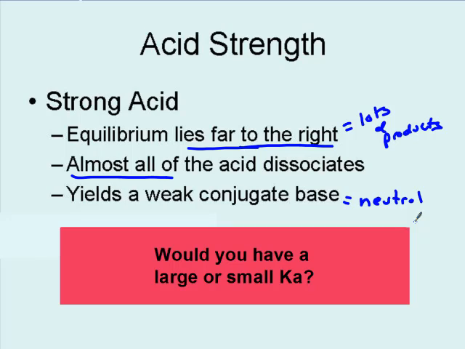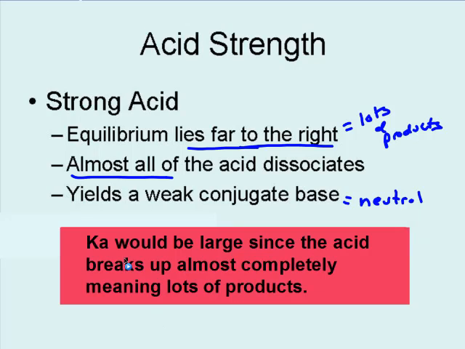So if we have lots of products, would we have a large or small Ka? Our Ka would be large since the acid breaks up almost completely, meaning it has lots of products. Large numerator over a small denominator is going to give us a very, very large Ka. This Ka is so large that most of the time you're not going to be able to find it in reference materials.